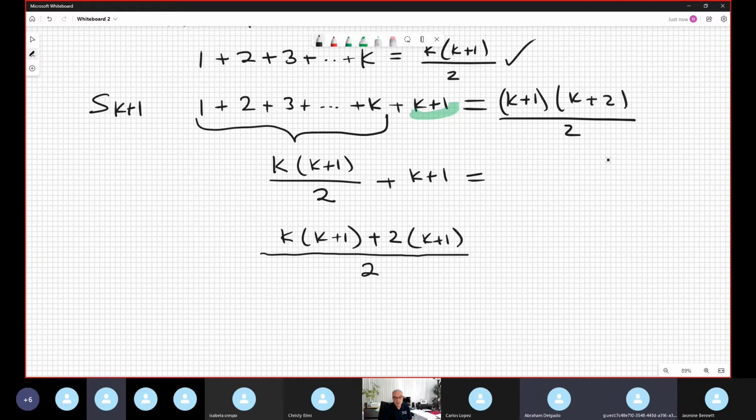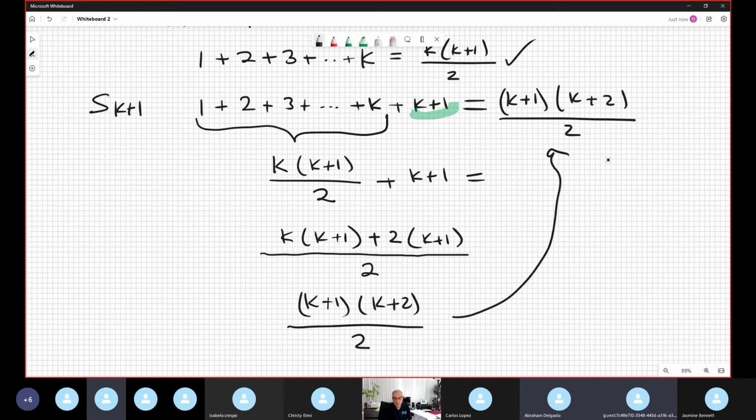Wow, easy. Look at that. What's going on? K plus 1 is a common factor. I factor it out, and it takes (K plus 2). This K is this K. This 2 is this 2. Over 2, wow, fantastic, and this is equal to that. Don't necessarily touch this. Proof. 1, 2, and 3, bang. Bang, bang, bang. Good or not good?